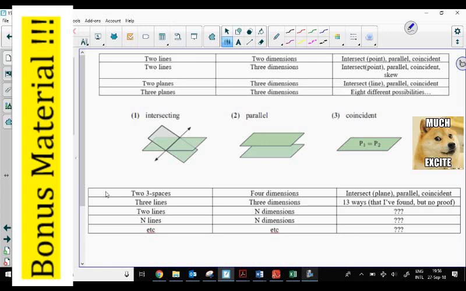From there, could there be a pattern? So we had 2 lines in 2 dimensions, 2 lines in 3 dimensions, 3 lines in 3 dimensions. What if we had 2 lines in any generic n dimension? Would there be a pattern to predict how many different ways they could interact? What would the number be? If there were n lines in n dimensions, is there a pattern to predict how many ways they could interact?